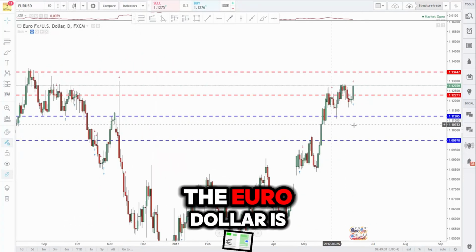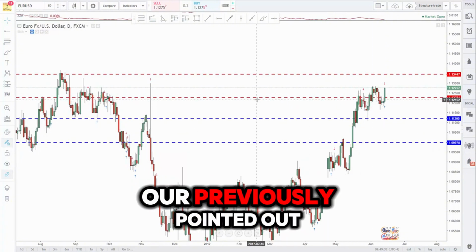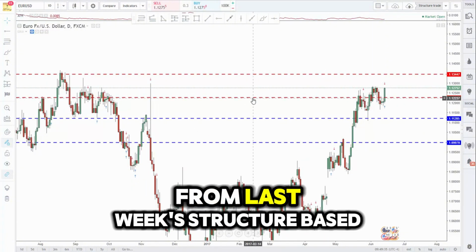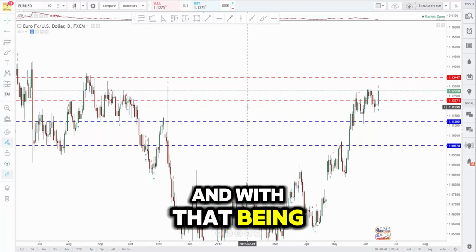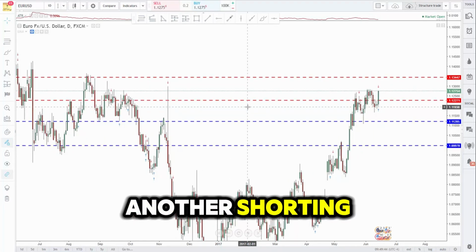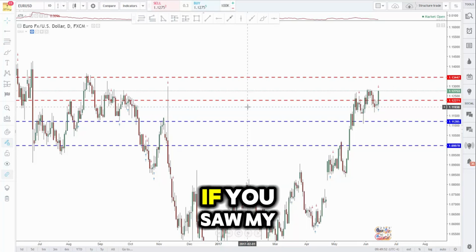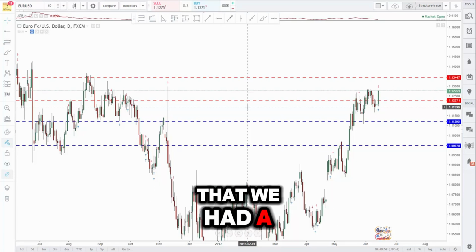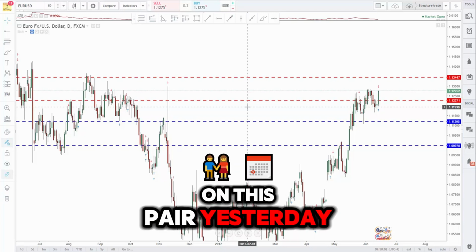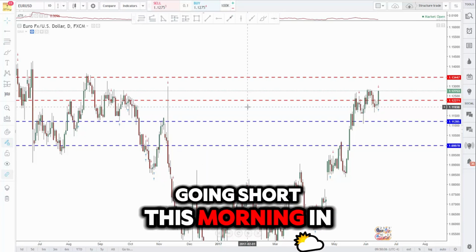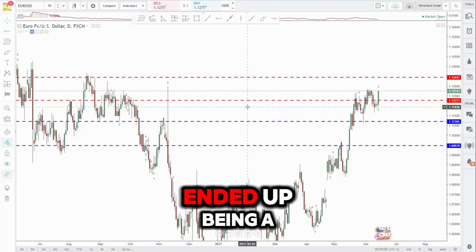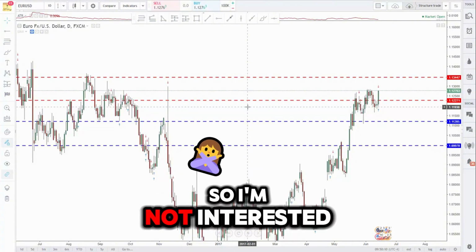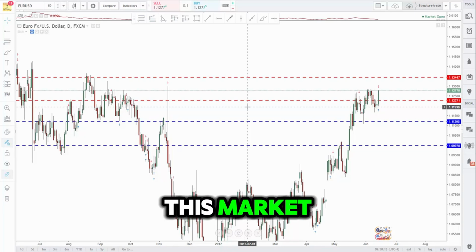As you can see, the euro dollar is now pushing up above our previously pointed out resistance level from last week's structure-based trading video. And with that being the case, I'm really not interested in another shorting opportunity here on this market. If you saw my video titled My Potential Trade Setups, then you will remember that we had a one target winning trade on this pair yesterday. And we also tried going short this morning in the EAP, which unfortunately ended up being a loss on this trade. So I'm not interested in trying to short this market again from this level.